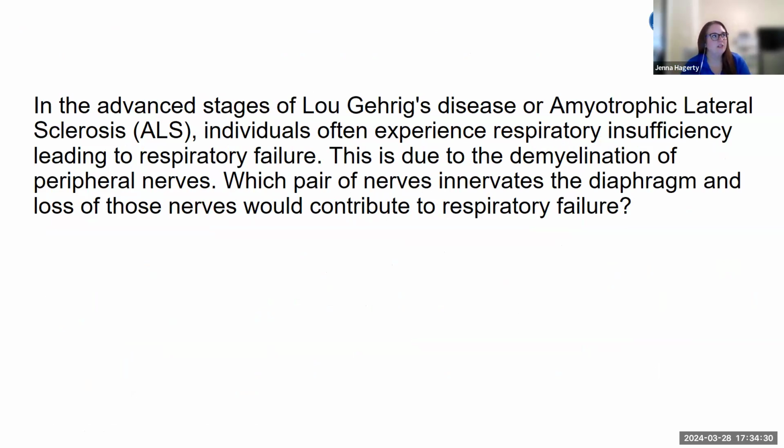In the advanced stages of Lou Gehrig's disease, or amyotrophic lateral sclerosis, individuals often experience respiratory insufficiency leading to respiratory failure. This is due to the demyelination of peripheral nerves. Which pair of nerves innervates the diaphragm, and loss of those nerves would contribute to respiratory failure?